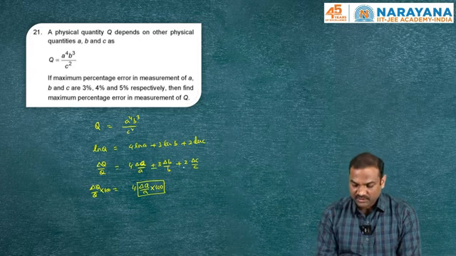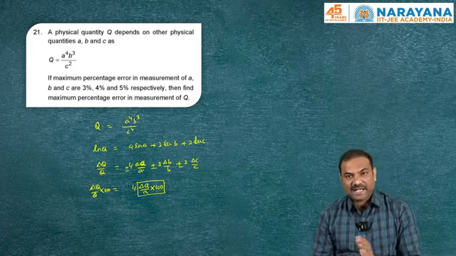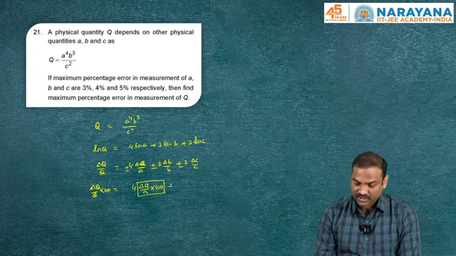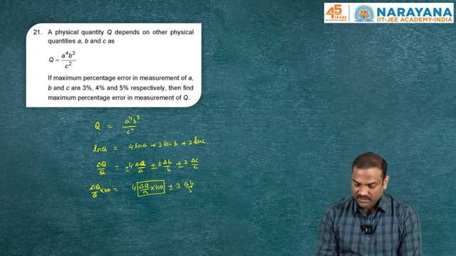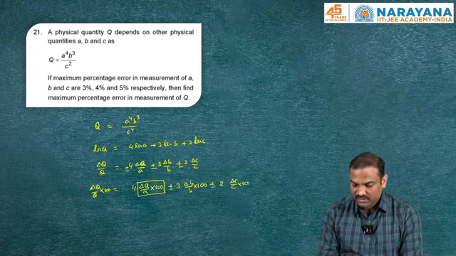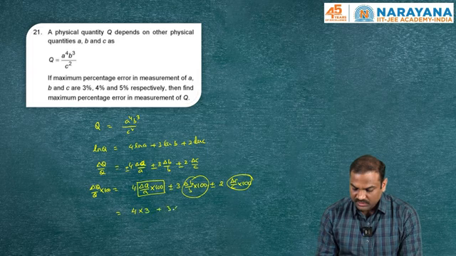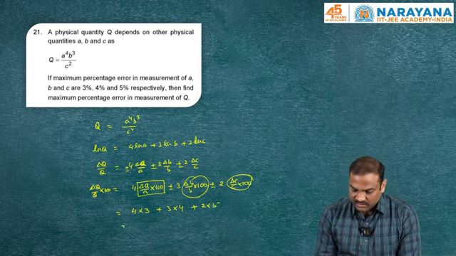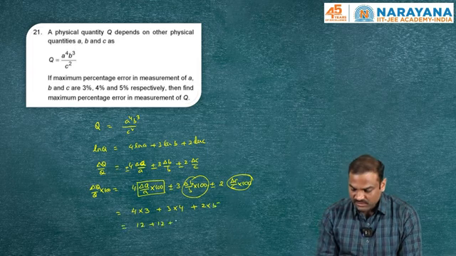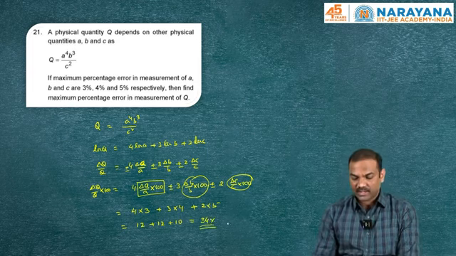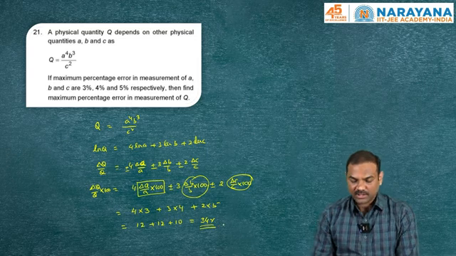To maximize we use all positives. We'll add up, then error will be maximized. Then plus or minus 3 times delta b by b into 100, plus or minus 2 times delta c by c into 100. So these values are given percentage errors. Then it is 4 into error in a, which is given as 3, and 3 into error in b, which is given 4, 2 into error in c, which is given 5. So then this is 12 plus 12 plus 10, it is 34% we are getting. So that will be the answer, numerical type.